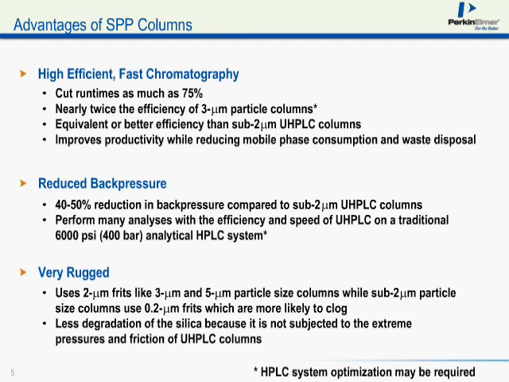In addition to that, since these particles are 2.7 micron total diameter, we can use 2 micron frits at the inlet and the outlet of the column, as opposed to the UHPLC columns, which usually use 0.2 micron frits and are much more likely to clog. So due to less degradation of the silica and the less likelihood of clogging, these tend to be much more rugged than your standard UHPLC type columns.